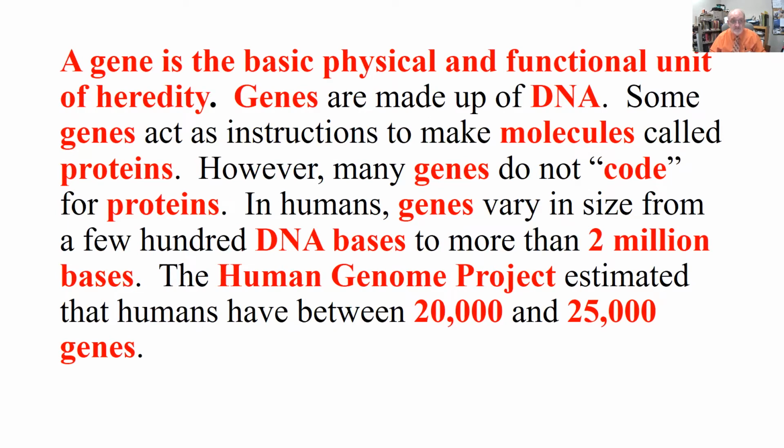What is a gene? A gene is the basic physical and functional unit of heredity. Genes are made up of DNA. Some genes act as instructions to make molecules called proteins. However, many genes do not code for proteins. In humans, genes vary in size from a few hundred DNA bases to more than 2 million bases. The Human Genome Project estimated that humans have between 20,000 and 25,000 genes.